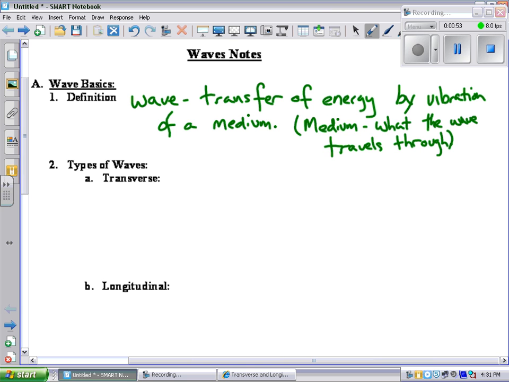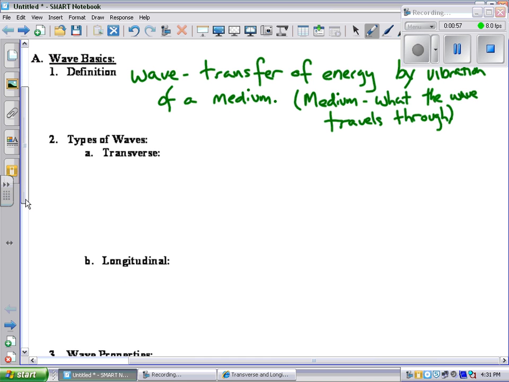So for example, a water wave, the medium is water. For a guitar string, it's the string itself. For a sound wave, the medium is air. Now, there's two types of waves that we need to talk about and know the definition for. One is a transverse wave.